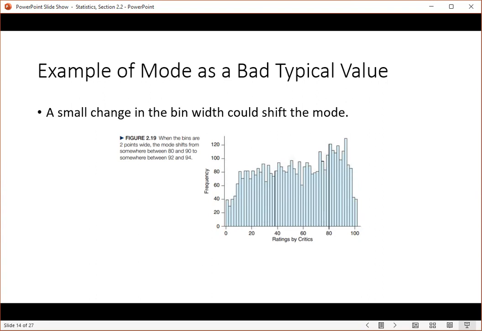And so you would end up looking at the next tallest bins to see where the mode would likely shift to. It would likely shift over to here. And so if we went through and changed the bin width from 2 to 4, the mode would jump from here to here. And that just shows that that's not a good example. If you change the bin width, the typical value shouldn't change. The typical value is still going to be typical regardless of how you present the data.